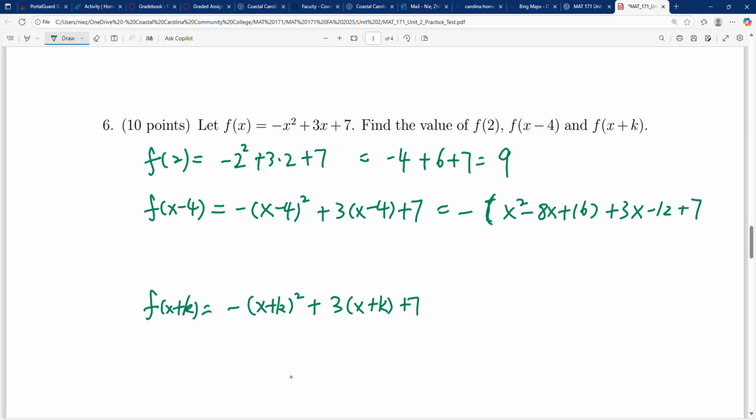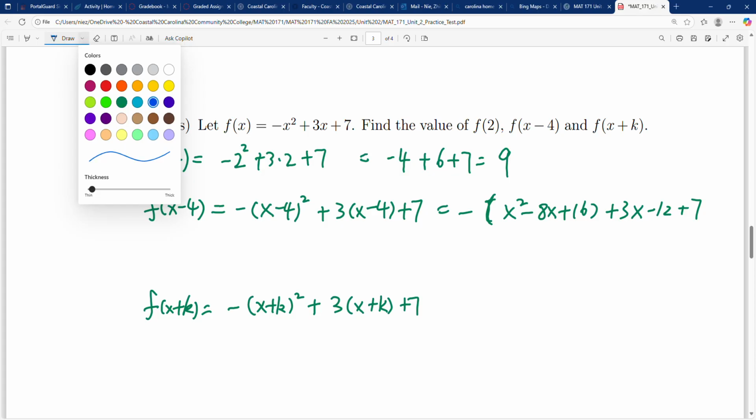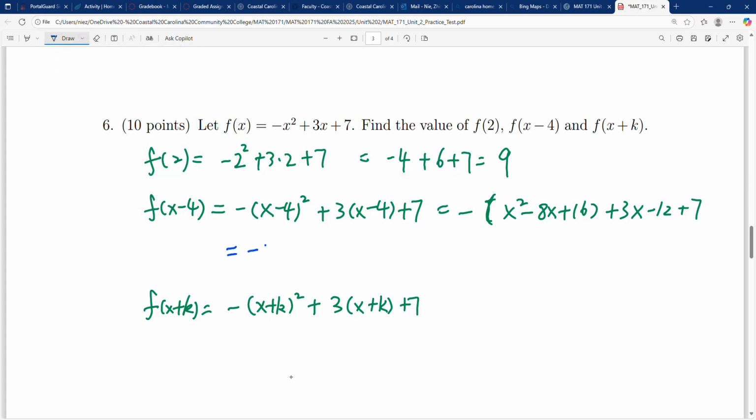Right, use a different color. So here it is equal to negative x squared plus 8x minus 16. So here, right, you just change all the signs when you remove the parentheses, since there is a negative sign in front of it. So positive becomes negative, minus 8x becomes plus 8x, plus 16 becomes minus 16. And then plus 3x minus 12 plus 7.